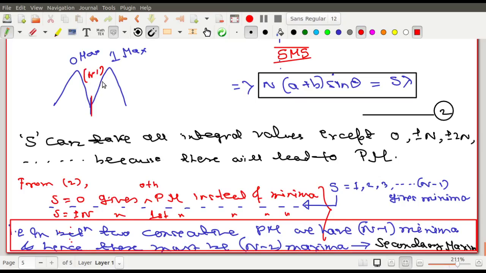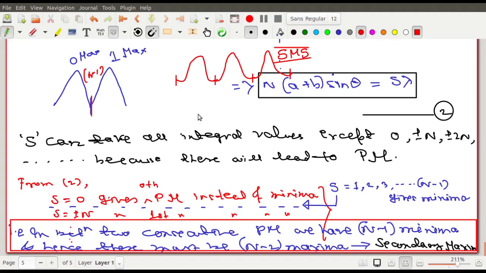But you get n minus 1 minima here. Now n minus 1 minima corresponds to how many maxima? There is a very simple formula. A maxima lies between how many minimas? Two minimas, this one and this one. If you have two maximas, then how many minimas are there? There are three minimas. If you have three maxima, then how many minima? There are four minima. That means the number of minima is always one more.